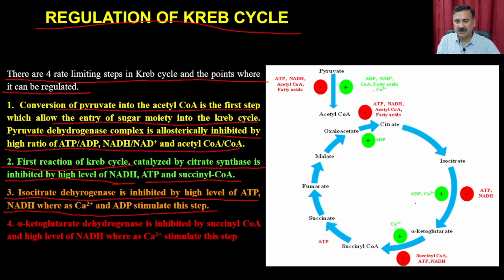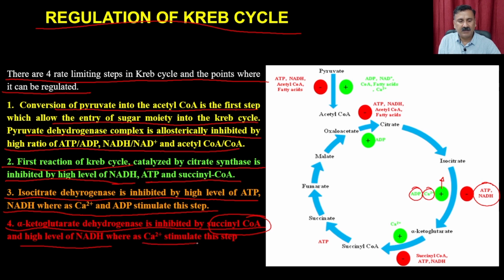So this is the isocitrate dehydrogenase. If ADP or calcium is present, it is actually going to enhance the activity of this particular enzyme. But if ATP or NADH is present, they are allosterically going to inhibit the activity of this enzyme. Then the fourth step is alpha-ketoglutarate dehydrogenase, which is inhibited by succinyl-CoA and a high level of NADH, whereas calcium stimulates this particular process.